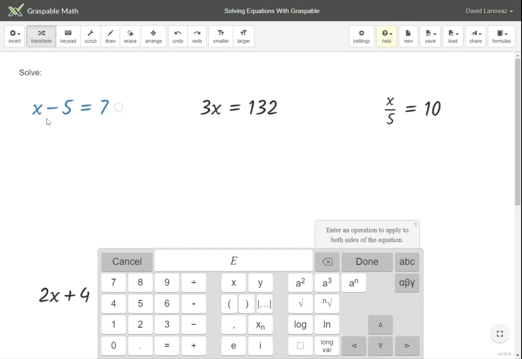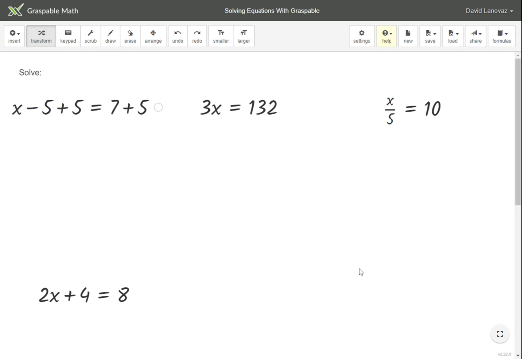If we look at this equation, what is it that we want to do first? What is our goal here? Well, our goal is to get x on one side of the equation all by itself. In order to do that, we need to undo the minus 5, and we undo the minus 5 with the inverse operation, which is addition. So what we want to do here is add 5 to both sides. So I just click on the plus sign, click on the 5, and then Graspable is going to add the 5 for us. So you can see that it's added 5 to both sides.